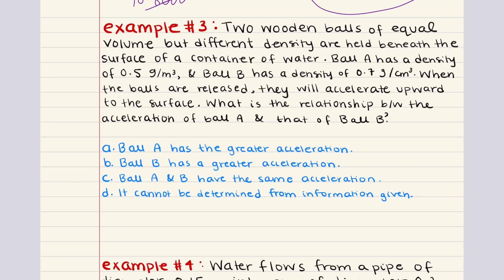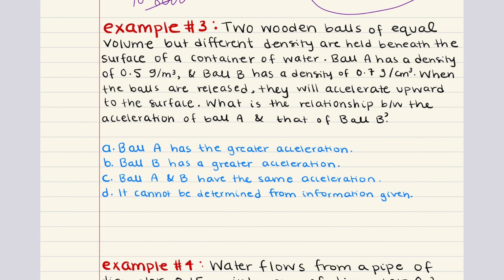Problem 3 says, two wooden balls of equal volume but different density are held beneath the surface of a container of water. Ball A has a density of 0.5 grams per cubic centimeter, and ball B has a density of 0.7 grams per cubic centimeter. When the balls are released, they will accelerate upward to the surface. What is the relationship between the acceleration of ball A and ball B?